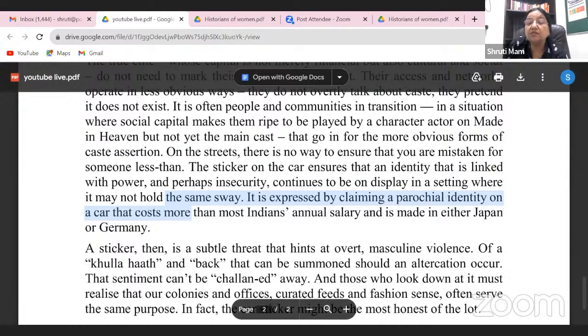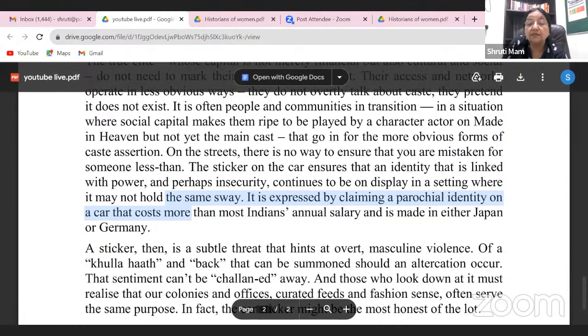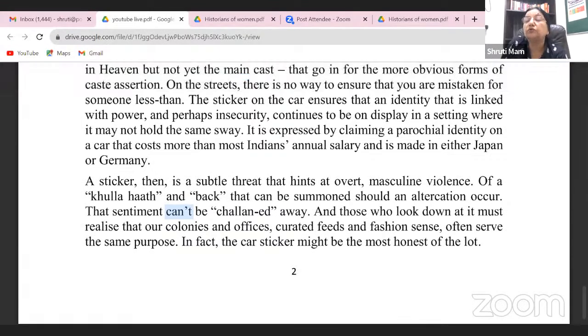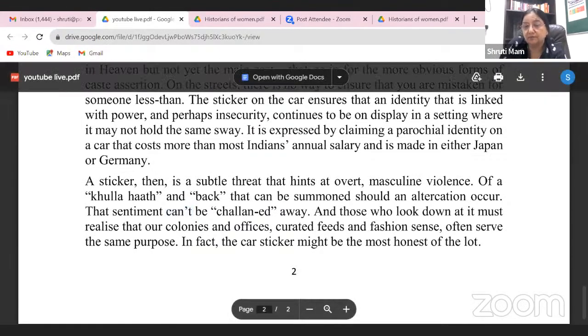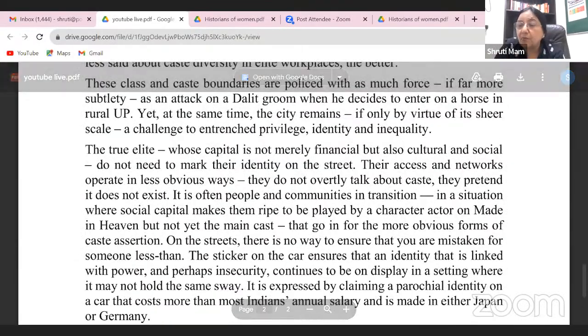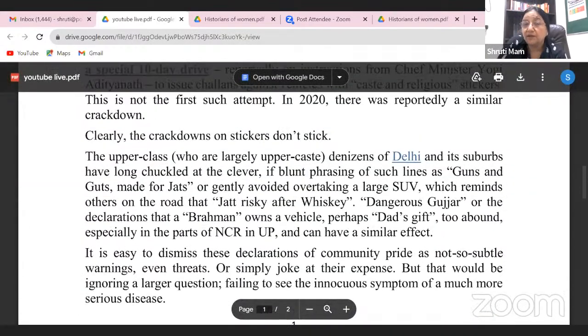The sentiment can be challaned away, and those who look down at it must realize that our colonies and offices, curated feeds and fashion sense often serve the same purpose. In fact, the car sticker might be the most honest of the lot. Can you see here? How is the paragraph now being built? Can you see? This is how I read one of the editorials for you.